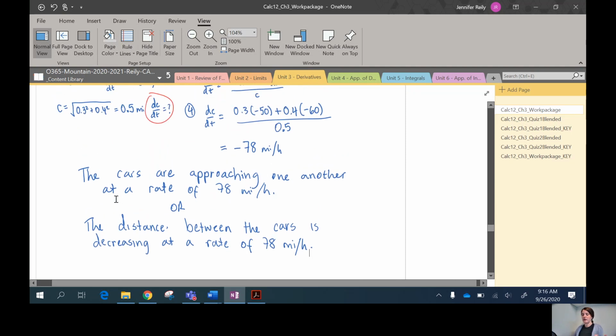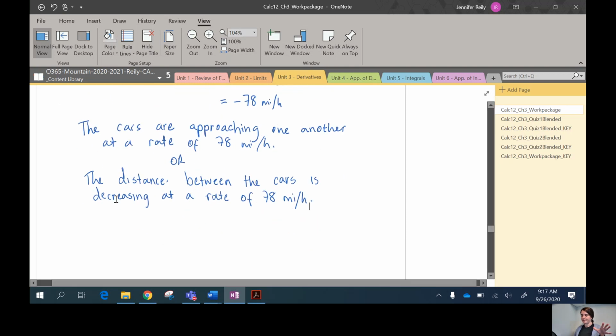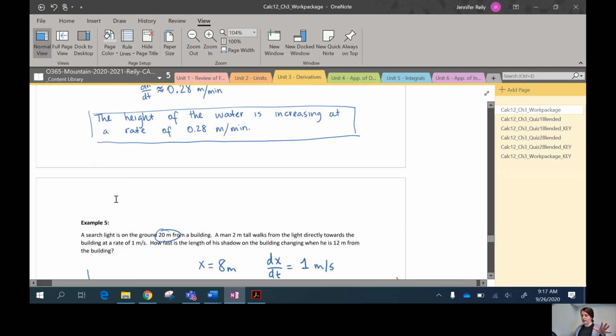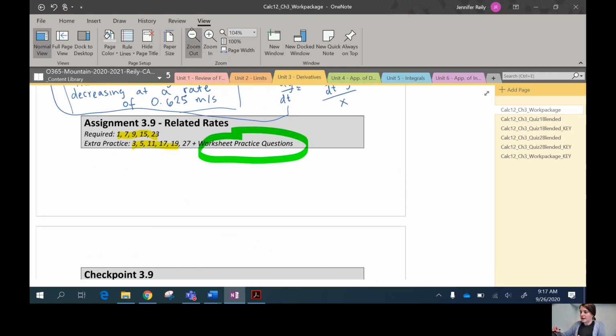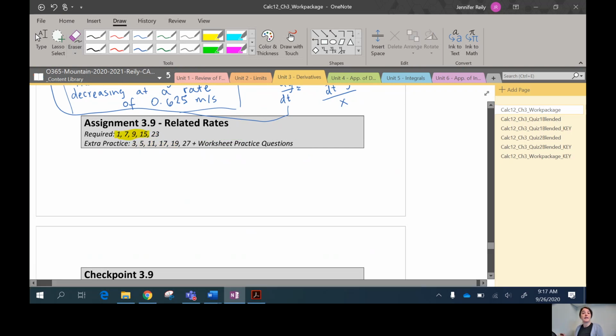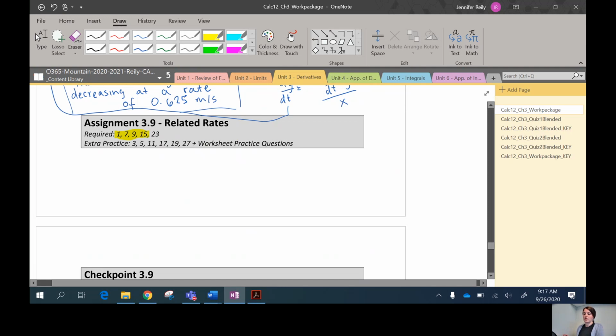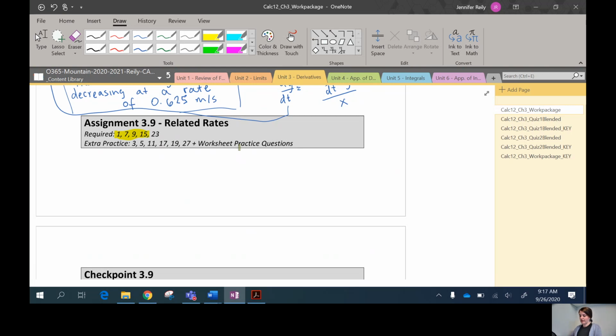Okay, so that's it for the first 3 examples. I'm going to stop this video here. I want you to go and practice a little bit before we try the next 2. The next 2 are a little bit harder and involve similar triangles, so I'm going to make a separate video for those. So I'm just going to erase this. I'm going to show you what I want you guys to do. I would like you to try 1, 7, 9, and 15 before you move to the next video. And then after that video, I want you to try number 23 and the worksheet practice questions. So do 1, 7, 9, and 15 now. Make sure you understand the concept of related rates before you watch video number 2.